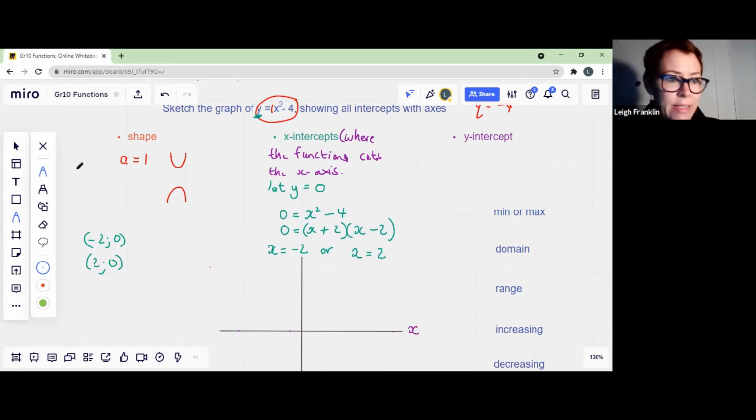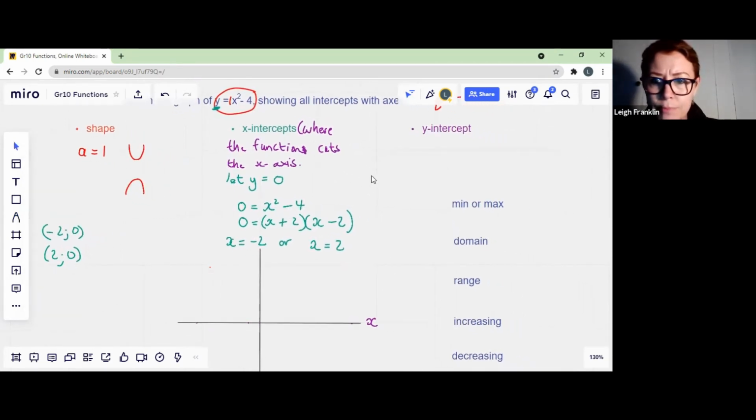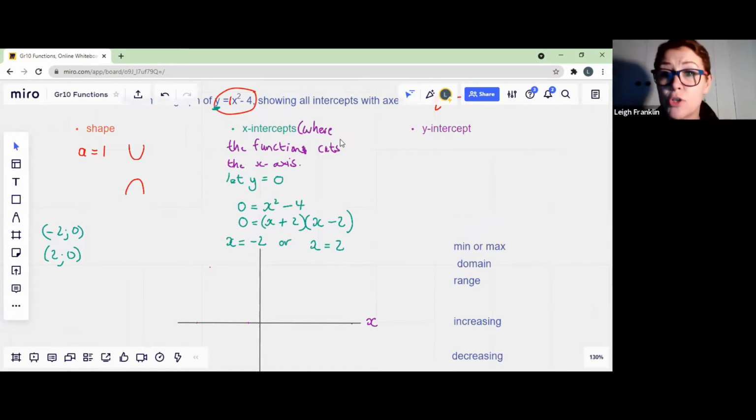Now, the Y-intercept. All right, let's move over to that. So the Y-intercept, or in this case, also our turning point. Can anybody tell me what the coordinates at the Y-intercept are? 0. You're right, that's the X coordinate at the Y-intercept. What's the Y coordinate at the Y-intercept?